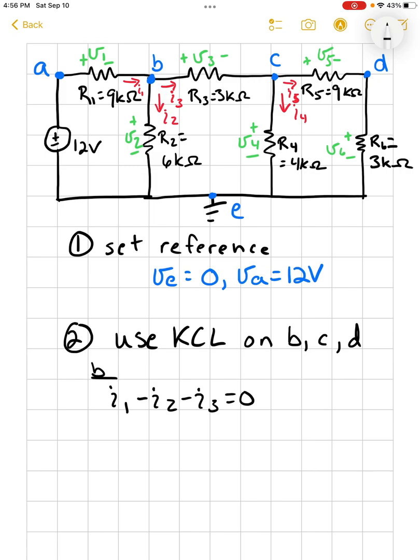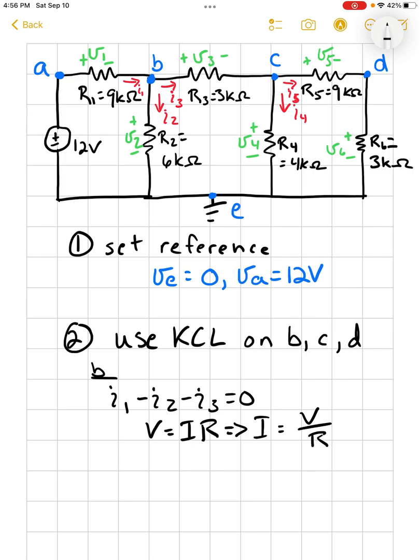Now, that'd be great, except we don't really know anything about the currents. So what we're going to do is rewrite it in terms of our voltages, which we can write in terms of our node voltages, and our resistors, because we know our resistors. We remember that Ohm's law says that V is equal to IR, and therefore our current will be equal to the voltage over the resistance.